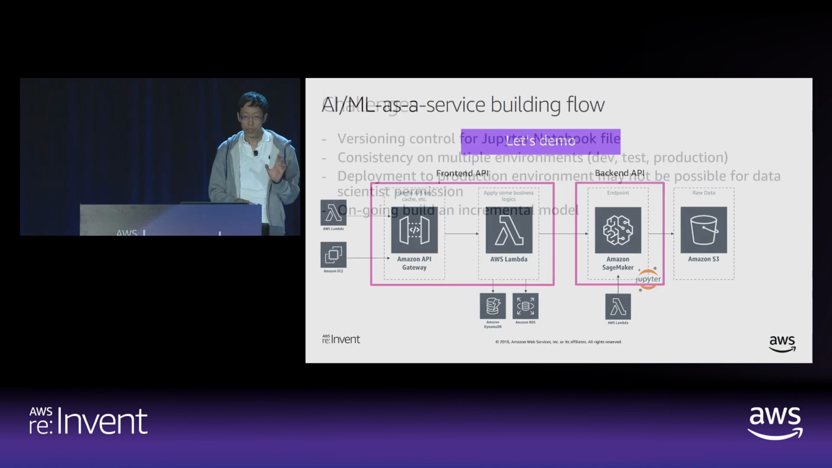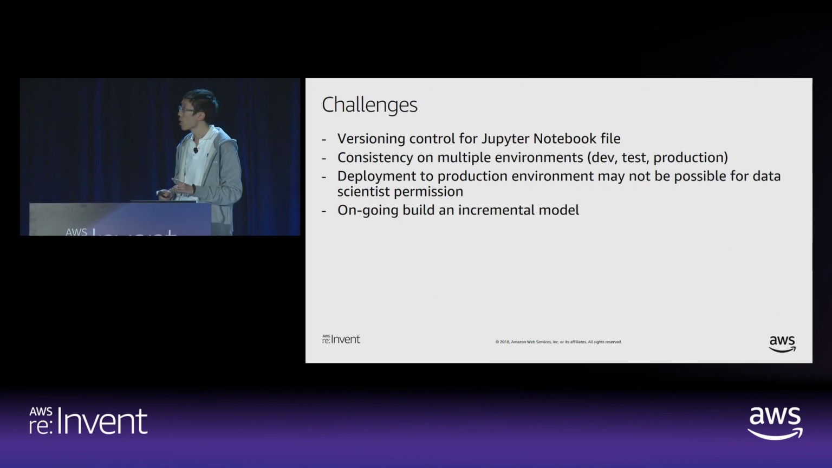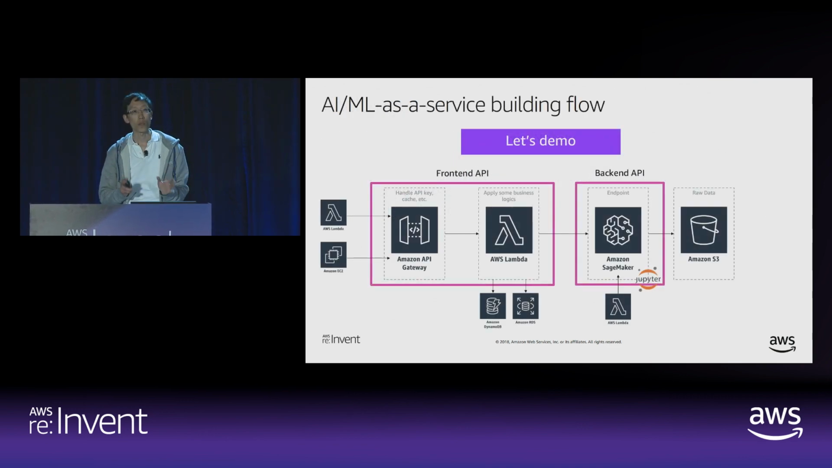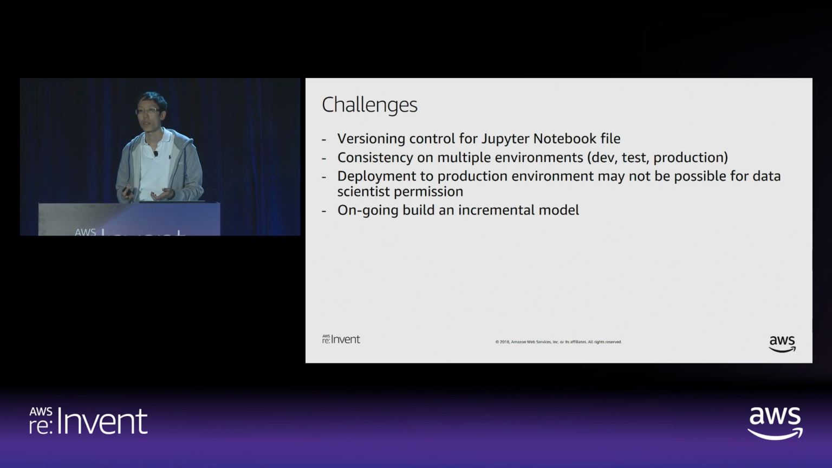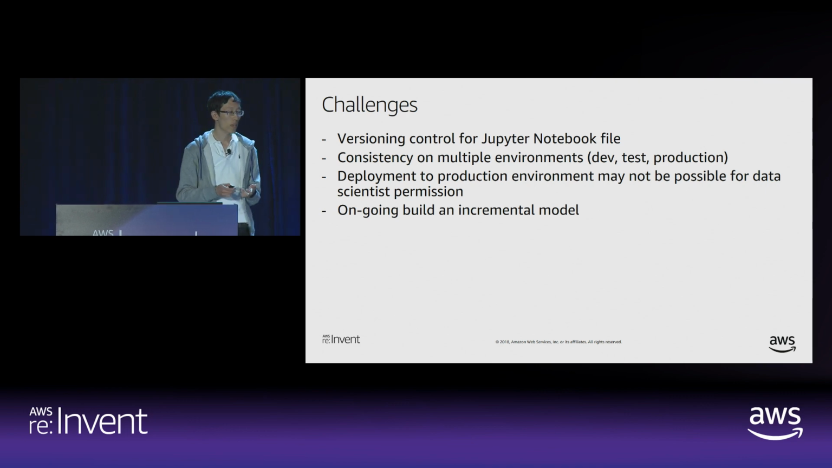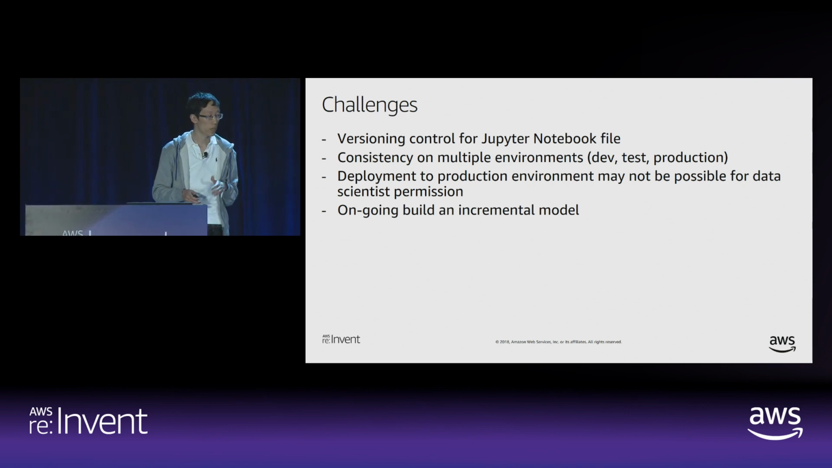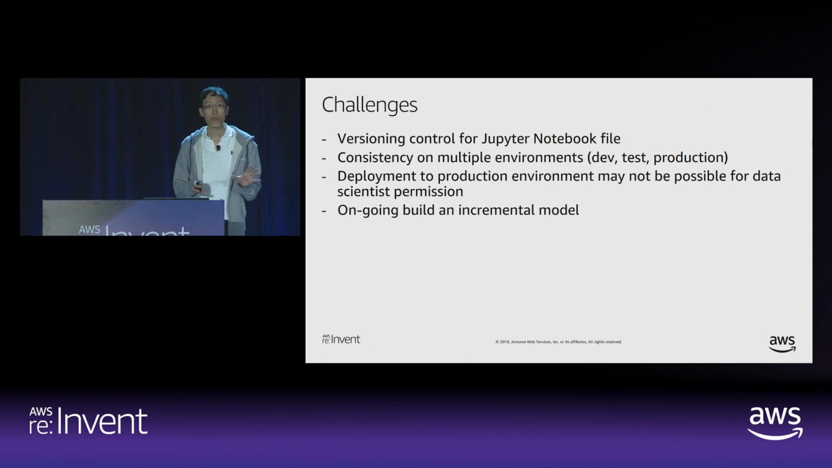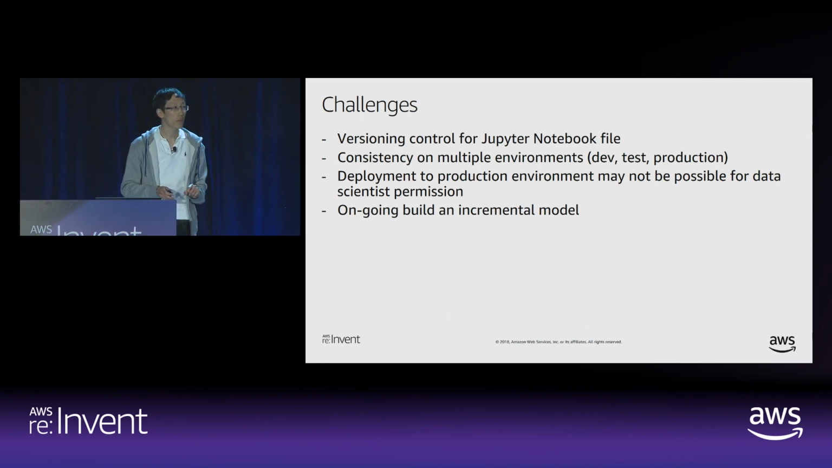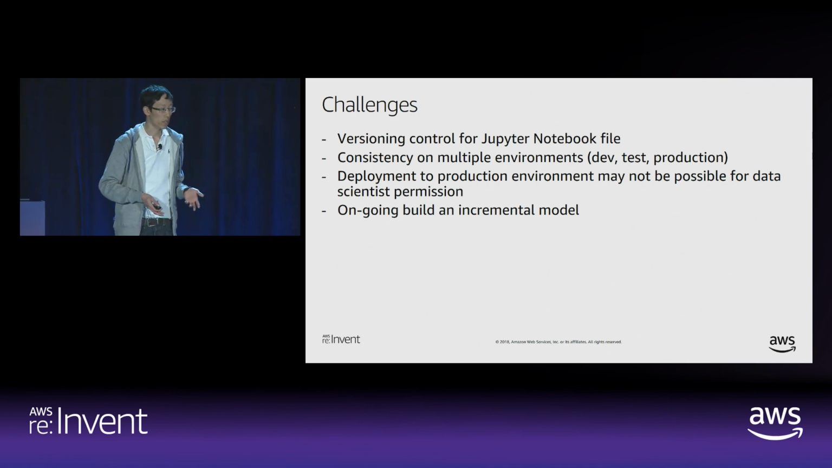But this is the challenge. This is only good for testing, the lab testing. It's good because you can just do the API. But the challenge is how you can do the versioning of the source code of SageMaker, the Jupyter notebooks. And also how you can control the multiple environments: dev, test, and production. Sometimes in the production environment, the data scientists are not allowed to touch anything inside the production environment. And also how you can build the incremental model.